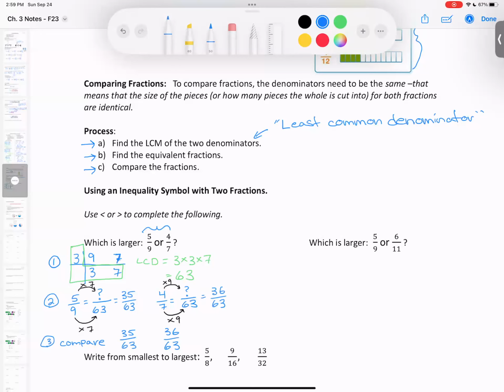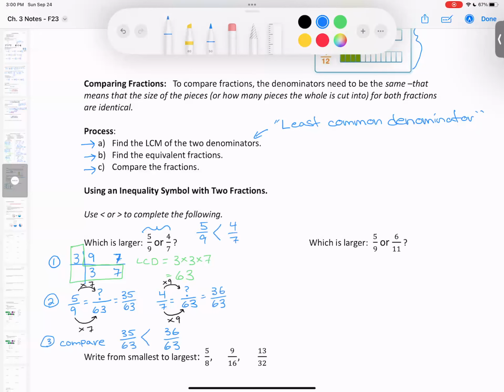Well, here we've got 63 equal pieces of something. In one case, we have 35 of those pieces, and in the other case, we have 36 of those pieces. So 35 pieces is less, which means if we have 5/9 and 4/7, the 5/9 is the one that's smaller. All right, let's do another one.